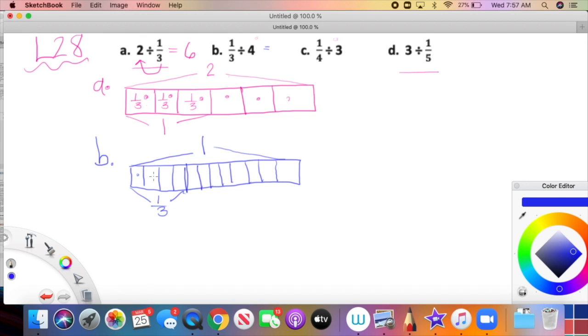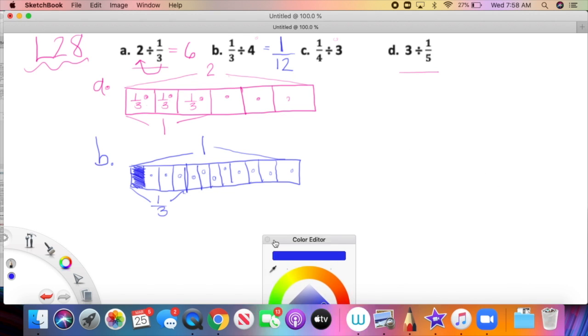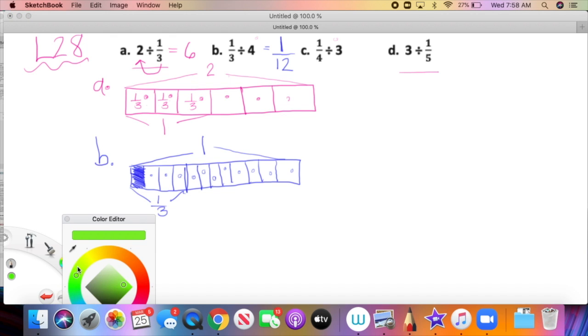So let's count. We have 1, 2, 3, 4, 5, 6, 7, 8, 9, 10, 11, 12. When we're looking at dividing a unit fraction by a whole number, what we're really interested in is 1 slice. 1/3 divided into 4 equal pieces: the numerator is always going to be 1 when we're dividing a unit fraction by a whole number. And here our denominator is 12. So 1/3 divided by 4 is going to be 1/12. Let's go ahead and look at C.